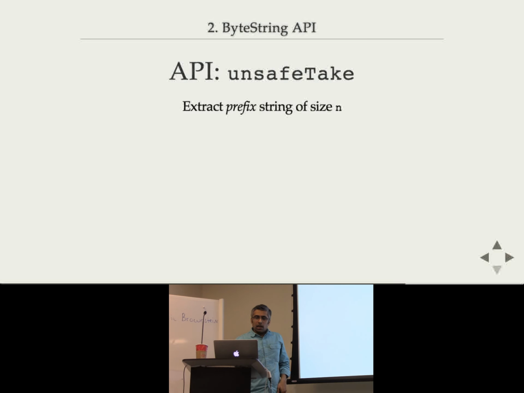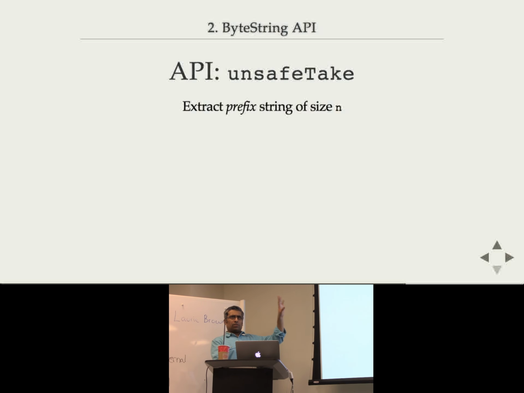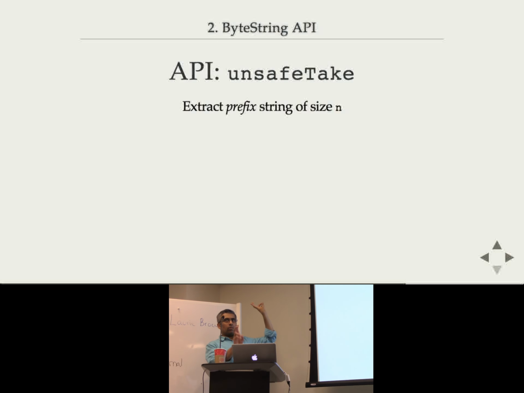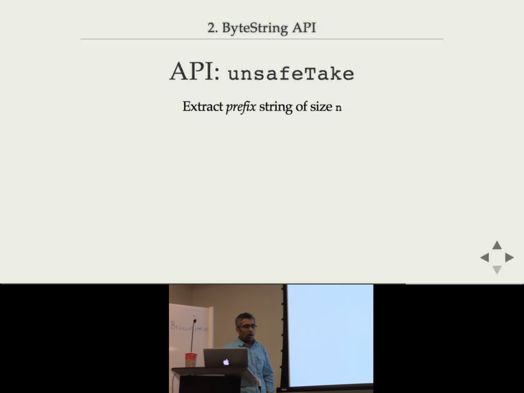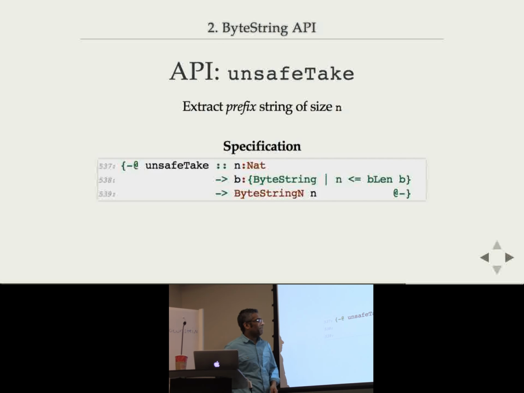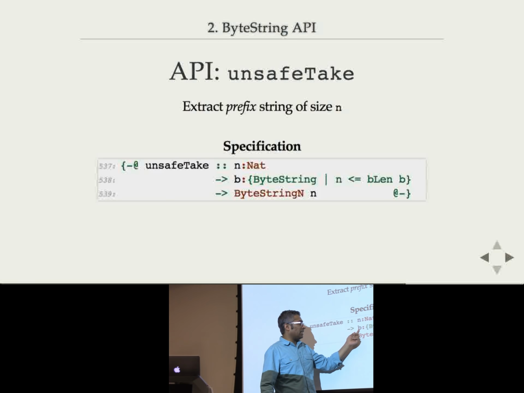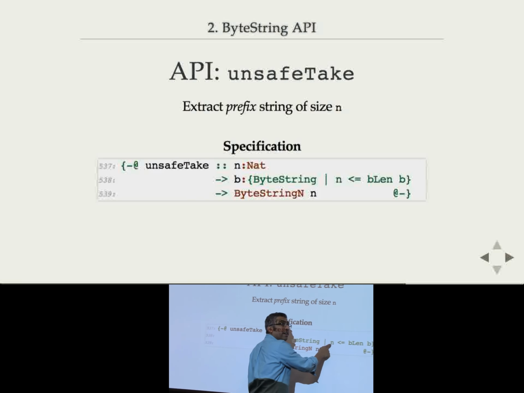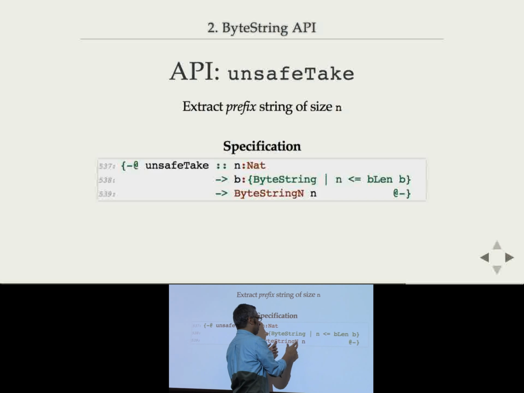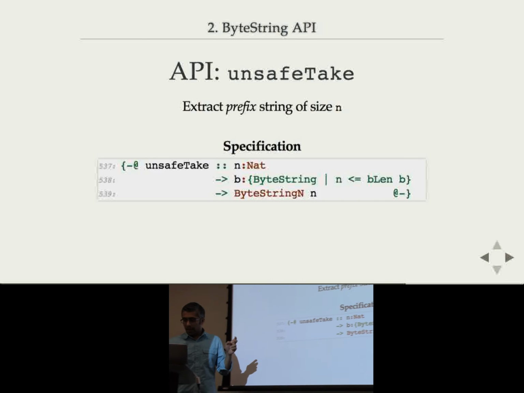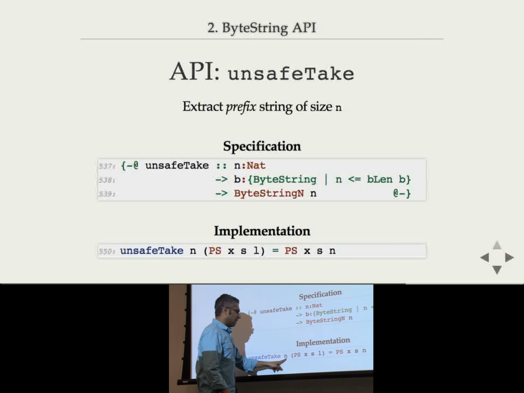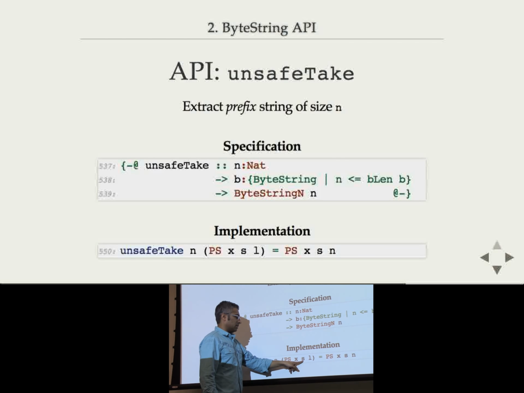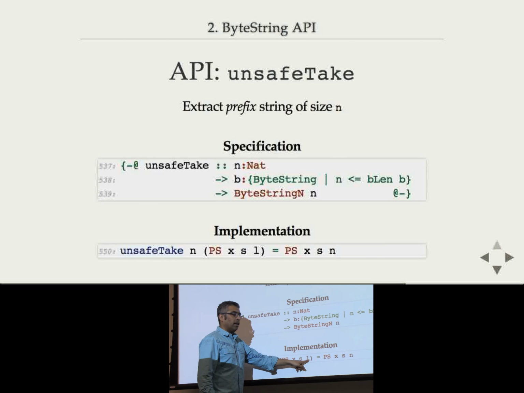Now I'm going to show you the 3 functions that we used in my quote-unquote heartbleed chop: unsafe take, pack, and unpack. Unsafe take is really nice. It takes a nat, and a byte string whose length must be greater than the nat, and it gives you back a new byte string whose length is n. Its implementation is super fast. This is it. Given an n, and a byte string ps x with some length l, you just throw away the l, and you replace l with n.